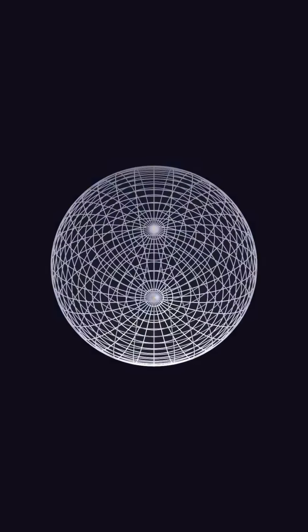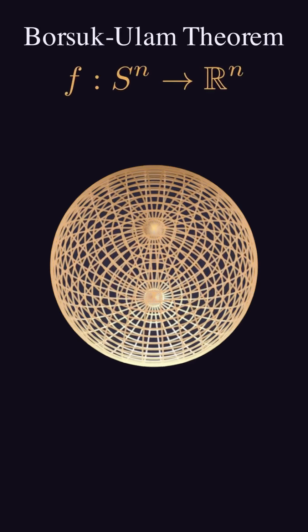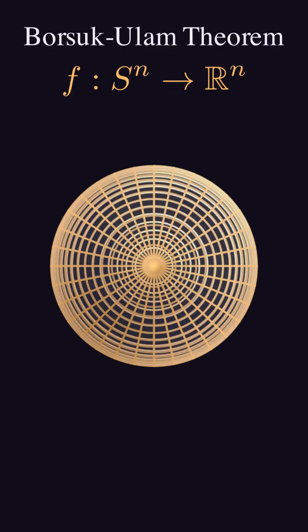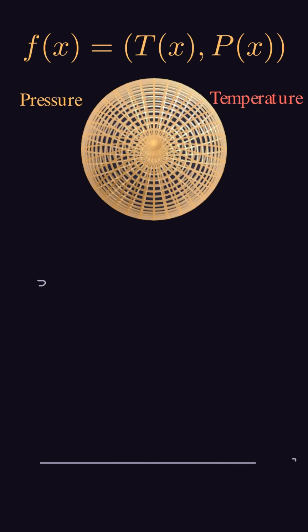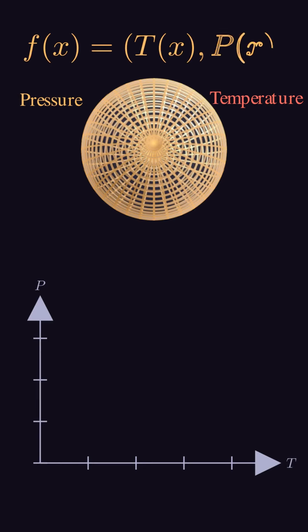We just saw that on a one-dimensional circle, at least one property like temperature must match. But the Borsuk-Ulam theorem goes much further, scaling this logic to any dimension. For Earth, a two-dimensional sphere, we track 2 continuous scalar fields, temperature and pressure. We define a mapping f that takes any surface coordinate and outputs its corresponding point in R² space.